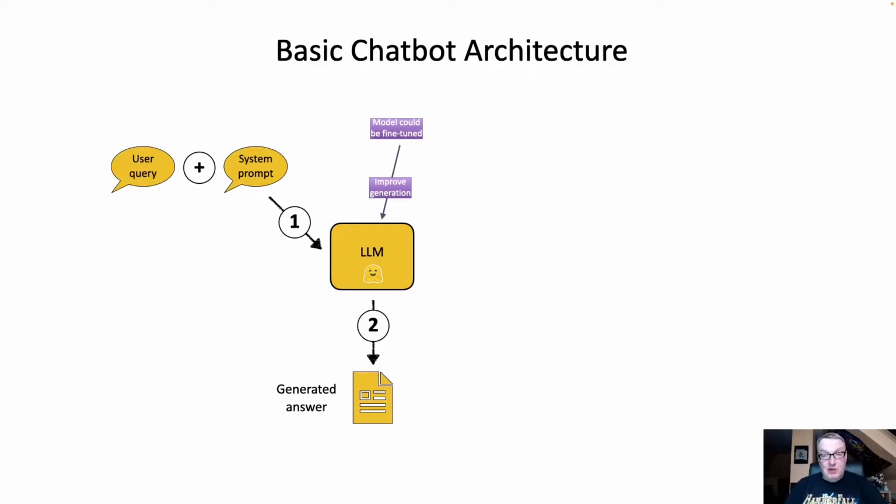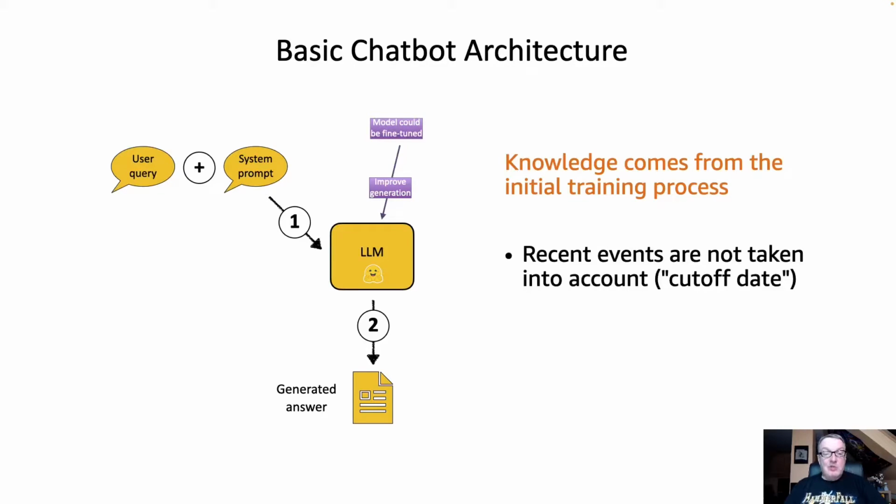The simplest one is really this one, where we start from a user query, wrap it in a system prompt, send the query to a large language model, and generate an answer. Okay, and this is a good way to start. There's nothing wrong with this. There are limitations, however. Obviously, knowledge only comes from the initial training process, which means that recent events are not taken into account, the so-called cutoff date problem.